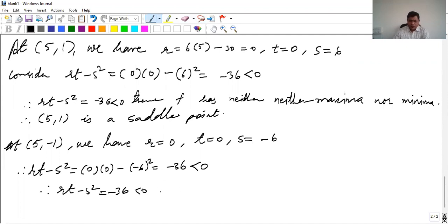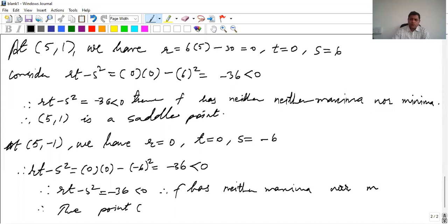Okay, and if it is less than 0, so what we can say is hence F has neither maxima nor minima, and the point 5, comma minus 1 is a, which type of point is this? Saddle point. Yes, it is going to be a saddle point.